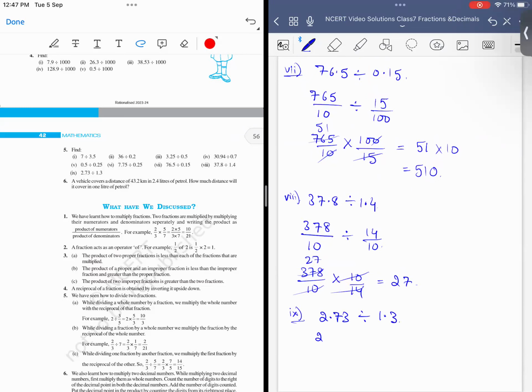Again, write its equivalent fraction form. Since it has two decimal places, it will be 273 upon 100 divided by 13 by 10. Now do the division. So 273 upon 100 into 10 upon 13. Now factor 10 and 100 10 times. And 273, how many times? 13 times 21 is 273. So 21 by 10, that means in decimal 2.1.